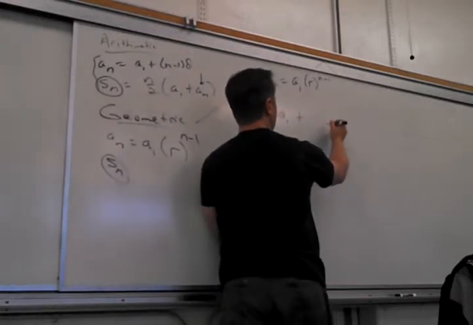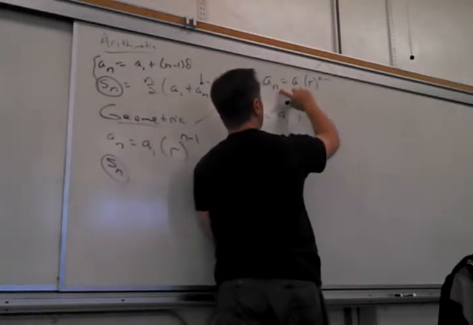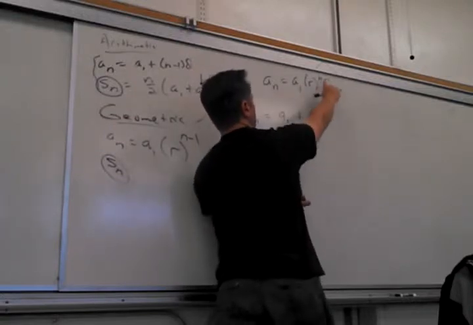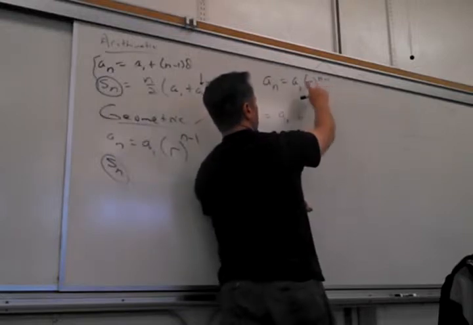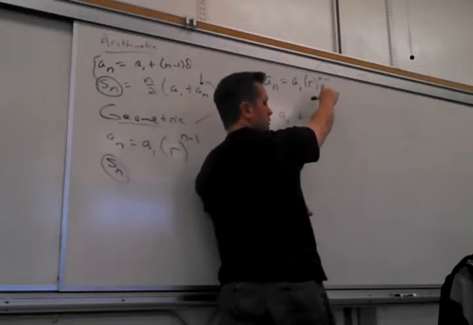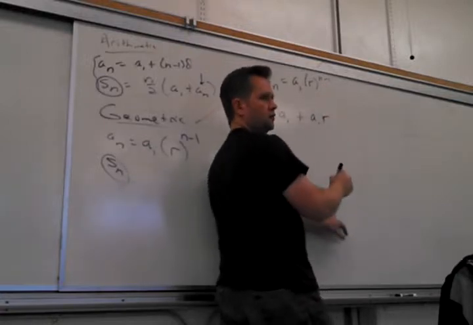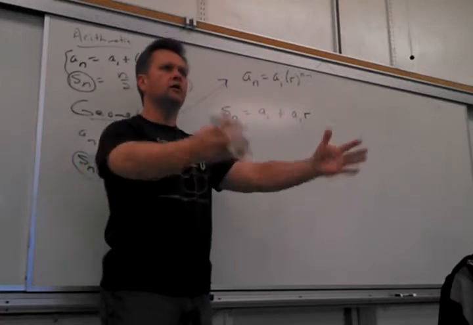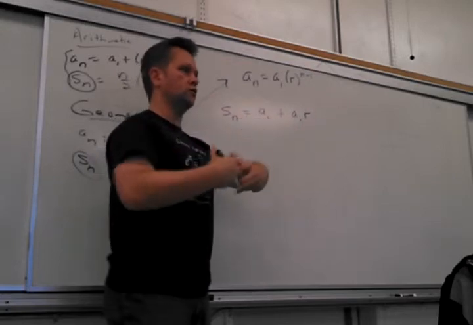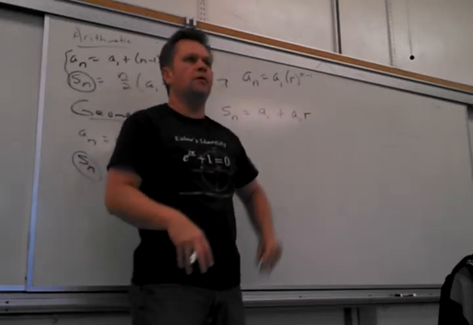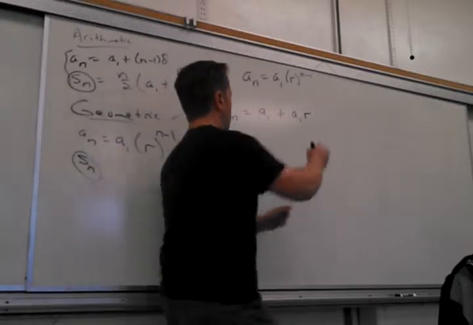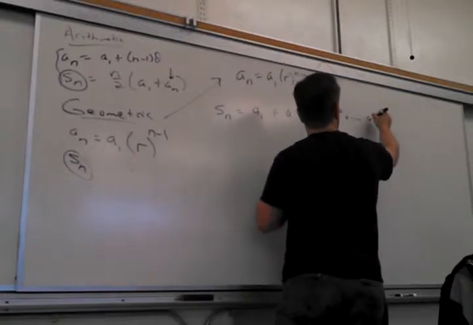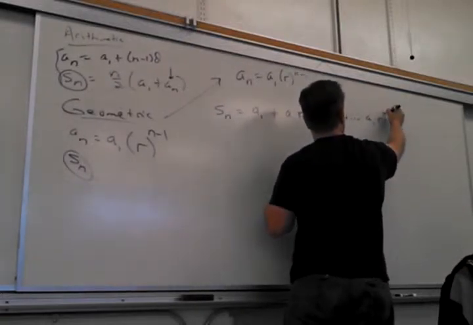So instead of putting A2 here, can it be a little bit better than that? What would A2 be? N is 2, so it would be A1 times R. Which makes sense, because how do I get from one sequence element to the next? I multiply by R. That's the common ratio. That's the common multiple. So what's the next one? A1R squared. And then up to A1 times R to the N.